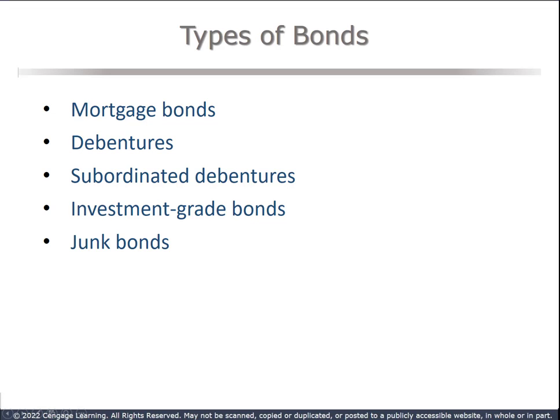We've been looking at what would be termed plain vanilla bonds, bonds issued at par with a fixed coupon rate, no collateral. Other types of bonds include mortgage bonds. Mortgage bonds have real estate as collateral. Debentures, an old-fashioned name for unsecured debt. Subordinated debentures, unsecured debt that is junior to the senior debt, and it ranks lower in priority in case of a bankruptcy. Investment-grade bonds and junk bonds are determined by their ratings.